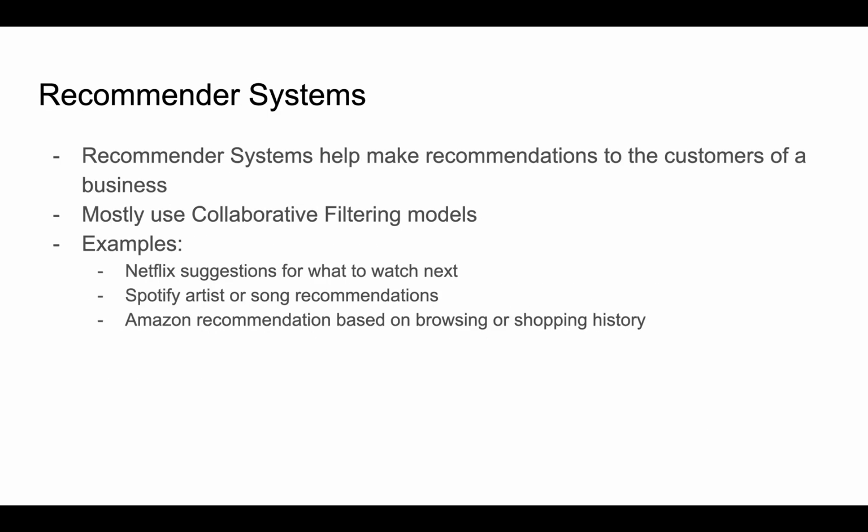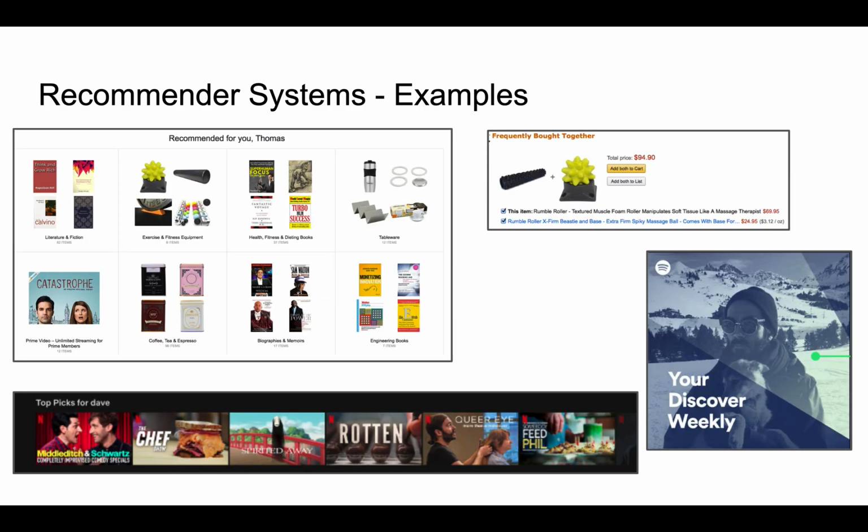Predominantly, recommendation systems help make recommendations leading up to personalization for the customers of a business or a service. These mostly use collaborative filtering methods. Examples of these are Netflix, Spotify, and Amazon, which recommend what you want to shop or what was frequently bought together, your curated songs list, and what you would most probably want to watch based on your watching history and interests.